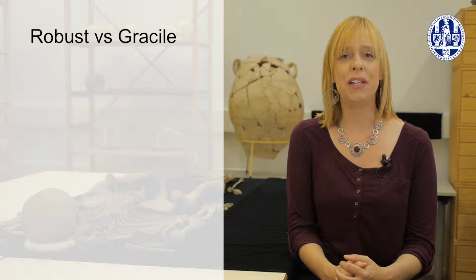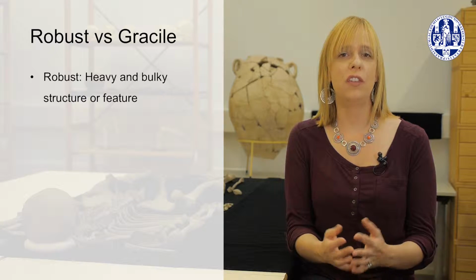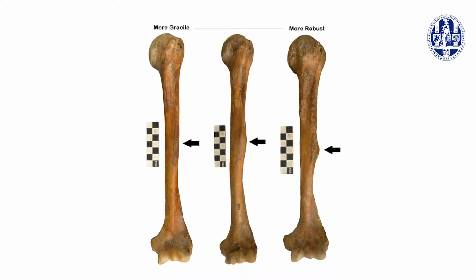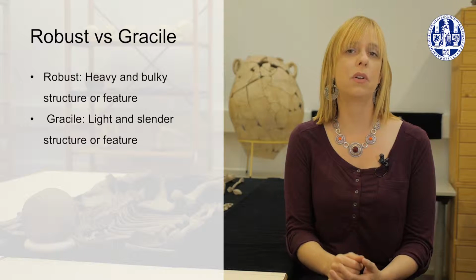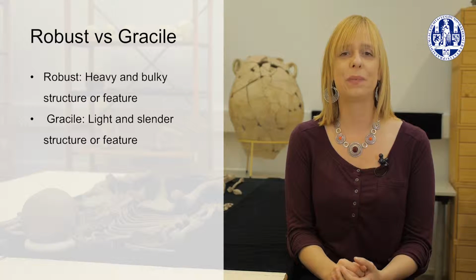Two terms you'll hear us use often need to be defined. Those are robust and gracile. Robust refers to a structure or feature that is heavier and bulkier. In the case of marks in the skeleton, a considerable part of the cause of robusticity is large and heavily used muscles, and gracile is the opposite. It refers to a light and slender structure or feature associated with correspondingly smaller and less intensively used muscles.